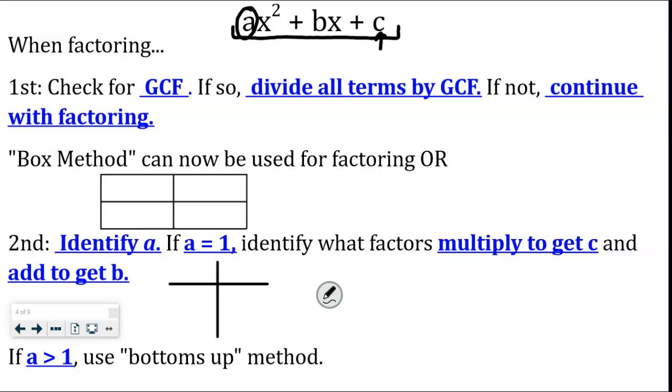here is our constant. And that first step, right, we always want to make sure that we're looking for that GCF. And if it's there, to divide all terms by that GCF. If not, then of course continue with the factoring. And then just like in our previous lesson, once we've taken care of the GCF, we can go through and factor. We've got box method. Here you can use the table, or you can use the bottoms up method.